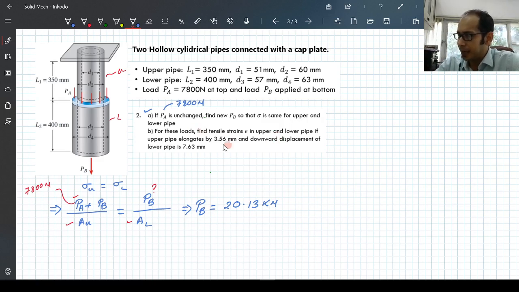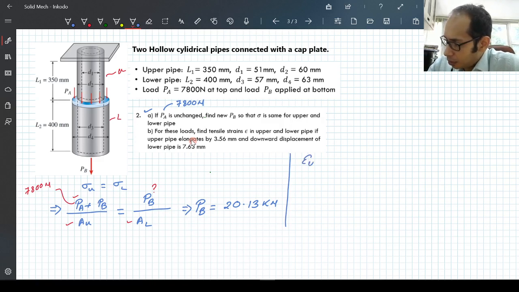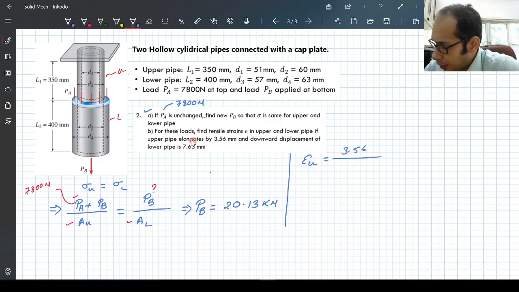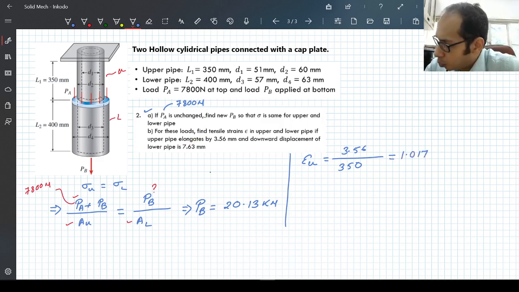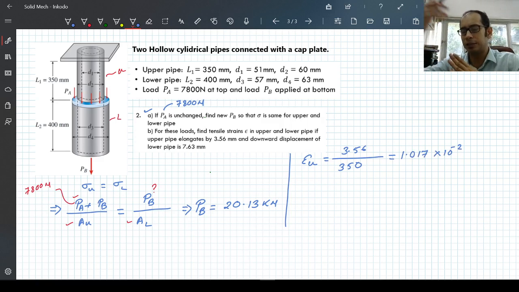The first part says that the upper pipe elongates by 3.56 mm. So we can write that epsilon of the upper pipe is going to be, remember the strain is what? Change in length divided by the original length. So epsilon of the upper pipe is 3.56 mm divided by the original length, which is 350. Both are in mm units, so that works out fine. This comes out as 1.017 times 10 raised to minus 2. Remember, it is strain, so it is unitless, length divided by length.